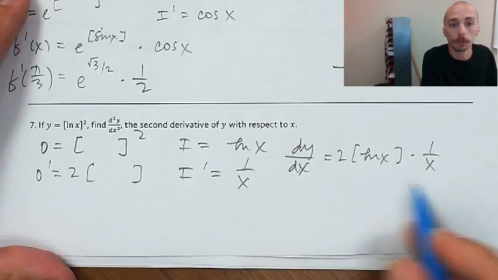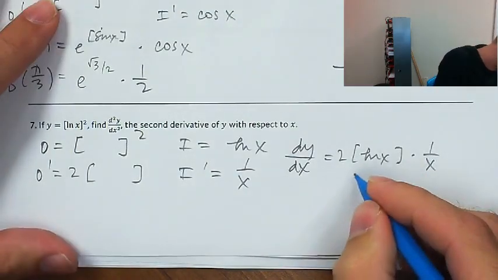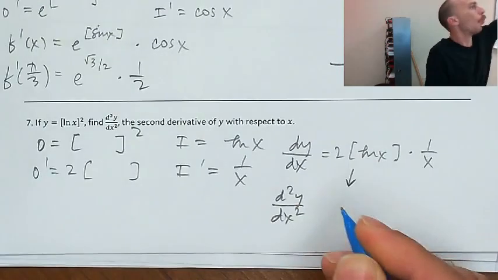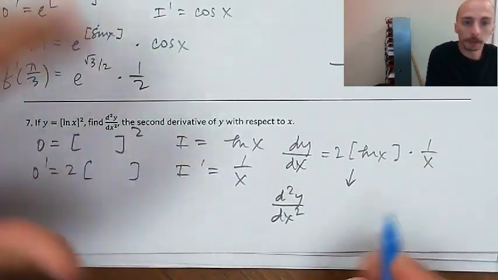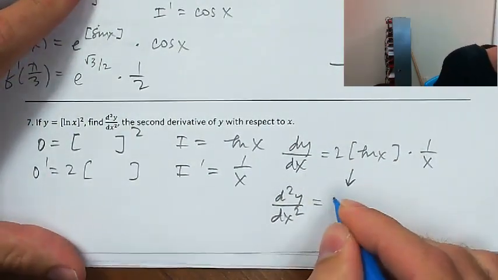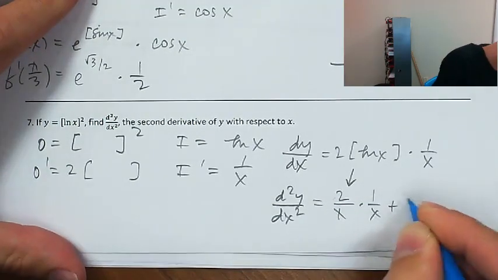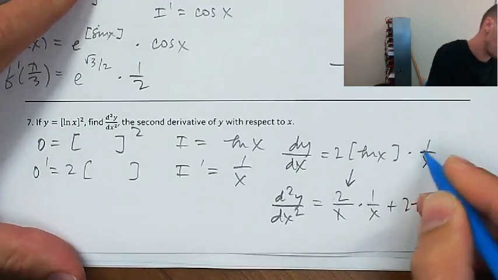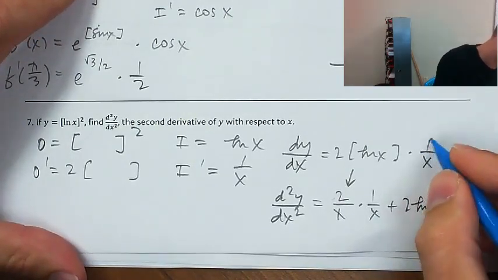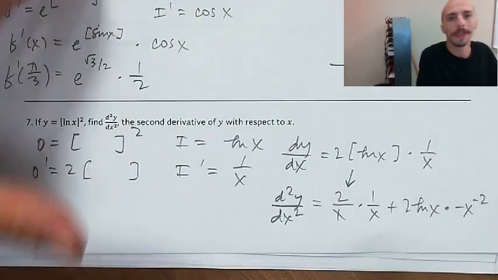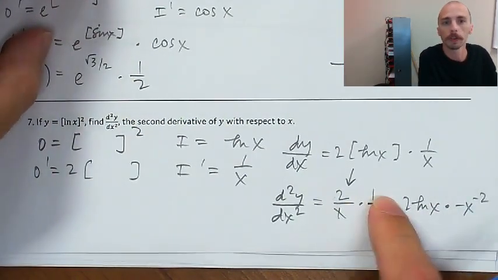And now to take the second derivative, you can use the product rule on this. I'm going to take the derivative of 2 log x while leaving 1 over x the same. Then I'll add in, leaving 2 log x the same, the derivative of 1 over x. Well, that's like x to the negative 1, so that would be times negative x to the negative 2. That was the most dependable way to solve this one that I saw.